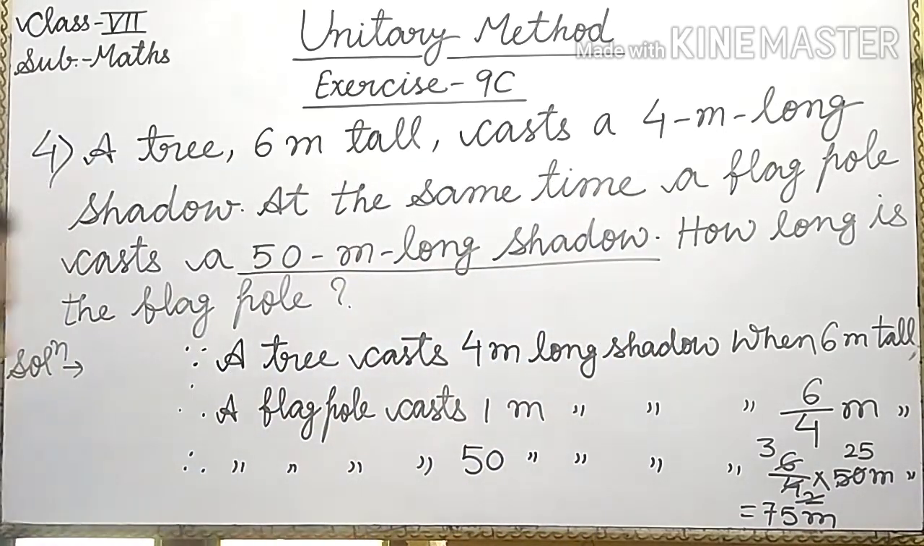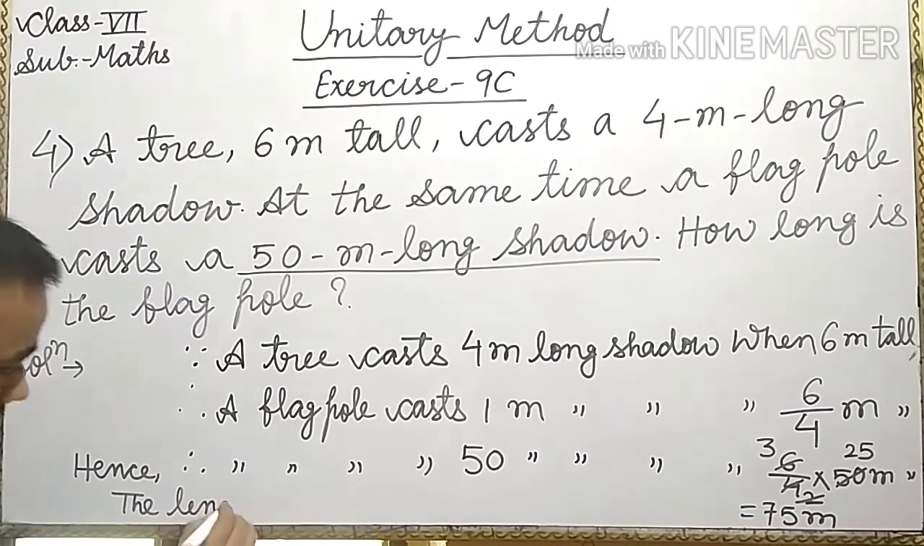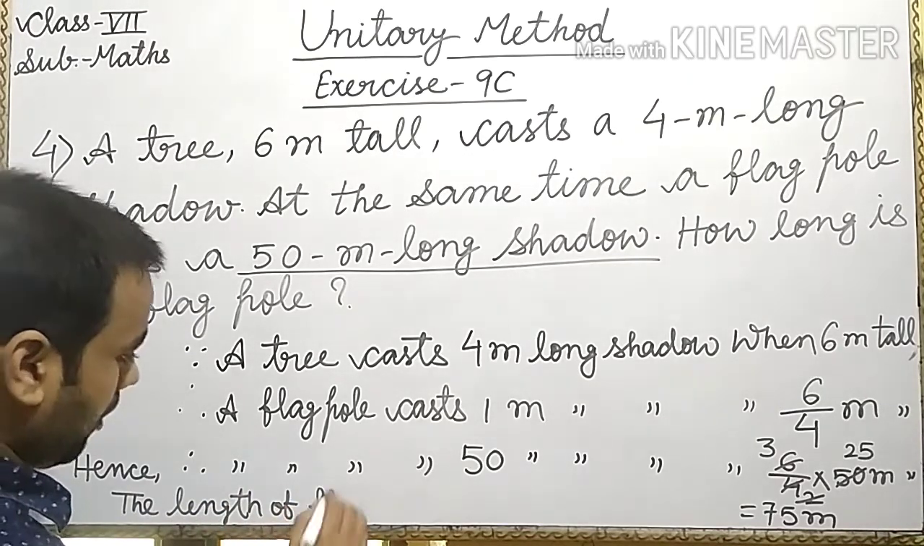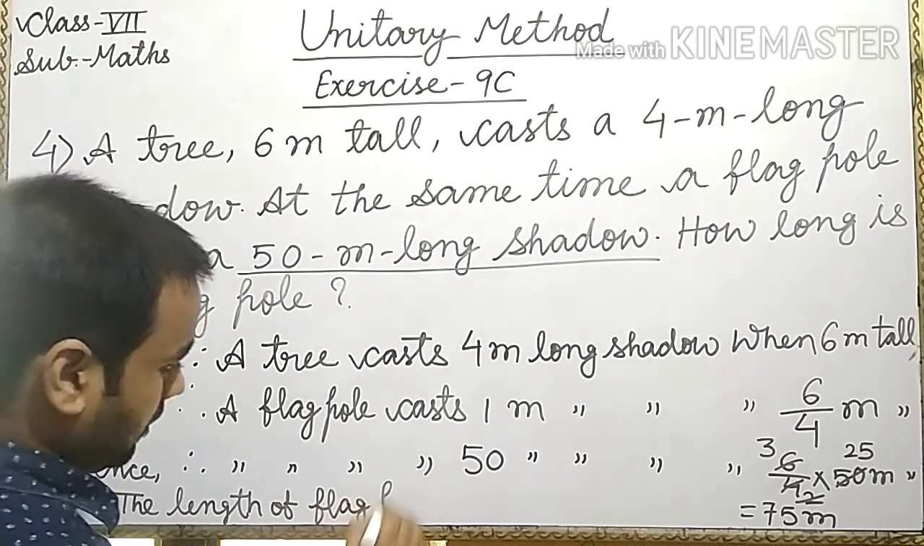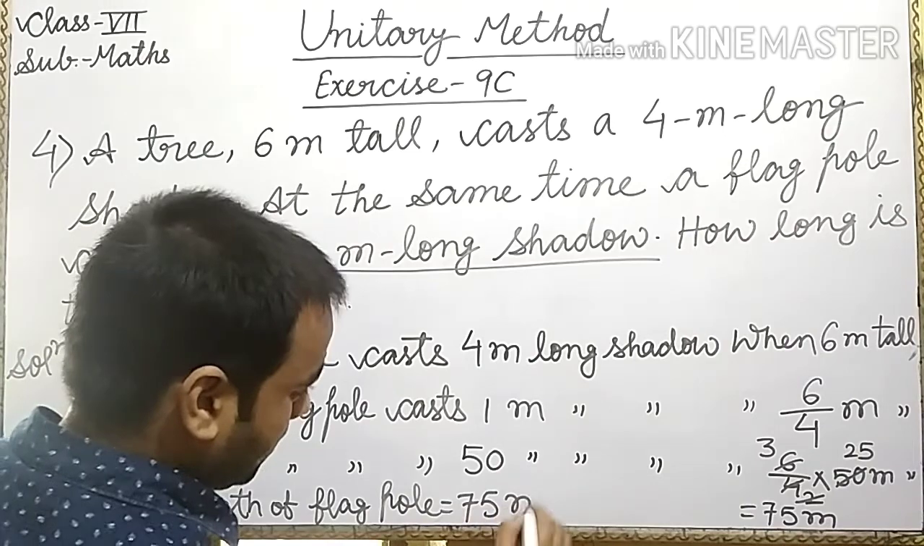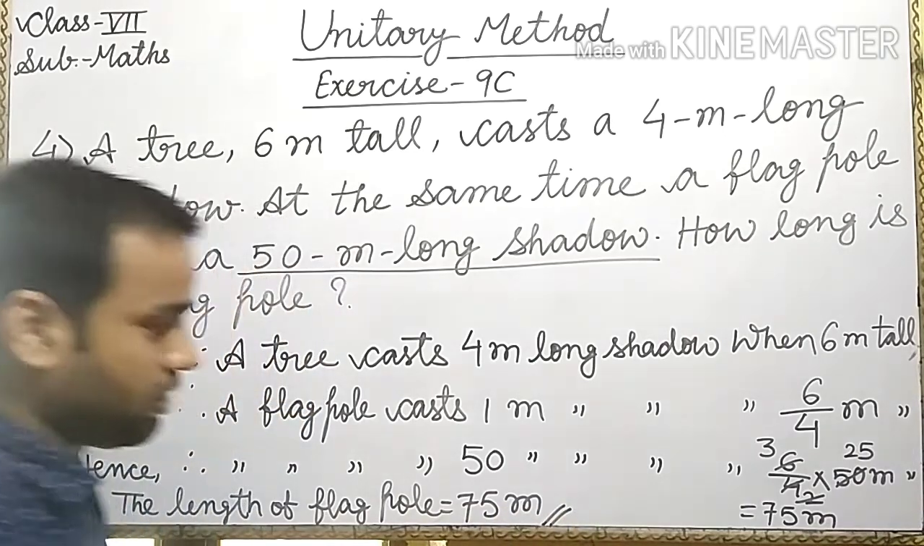So hence the length of the flagpole is equal to 75 meter. This is your required answer.